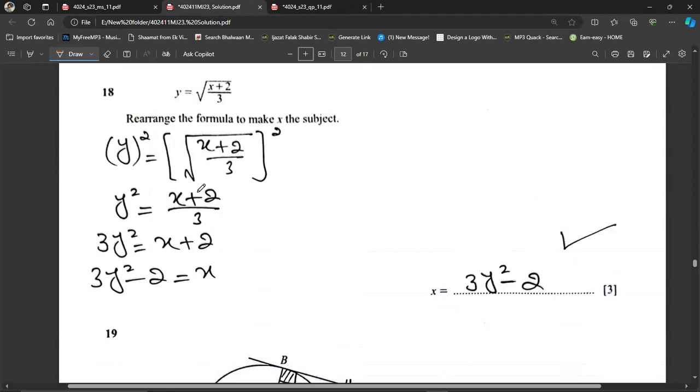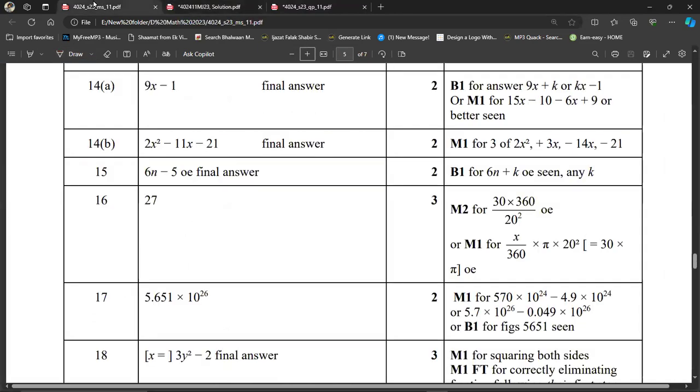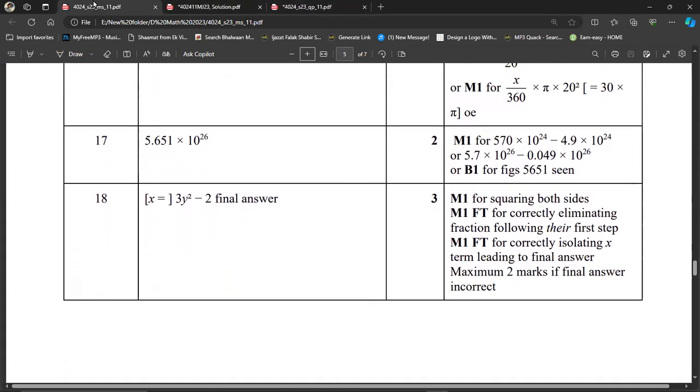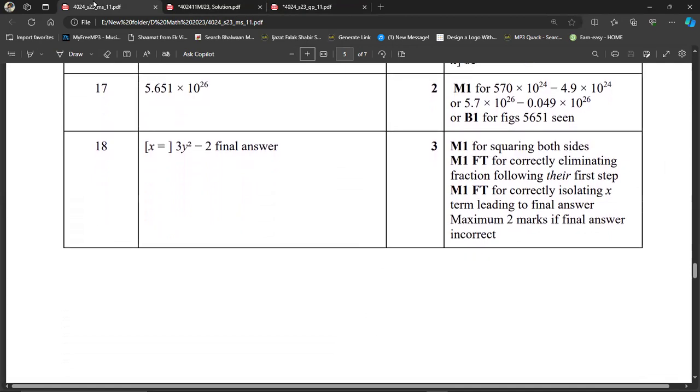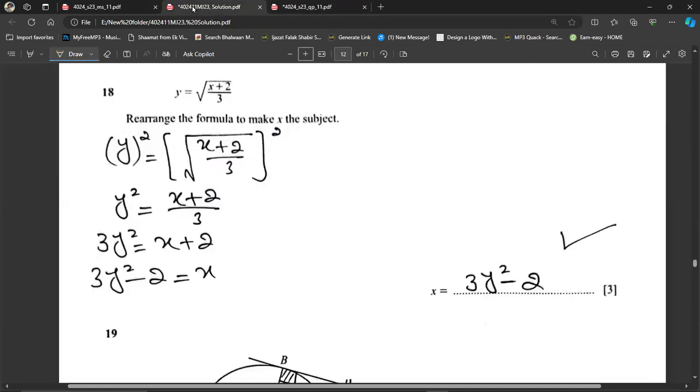So y squared is equal to x plus 2, the whole thing divided by 3. Take this 3 to the other side. 3y squared is equal to x plus 2. Then take this 2 to the other side. So x is equal to 3y squared minus 2. So x is the subject of the formula now. x is equal to 3y squared minus 2. This is the solution.